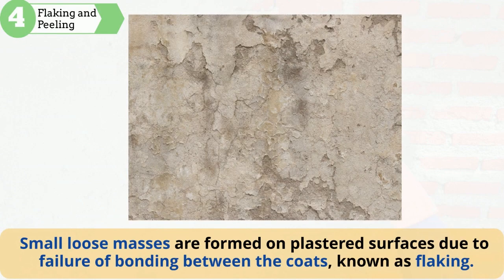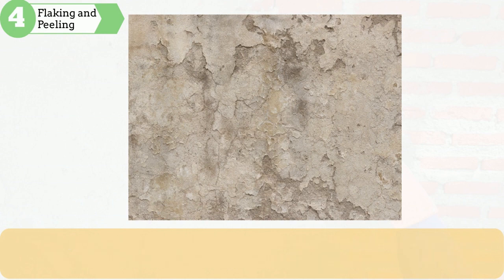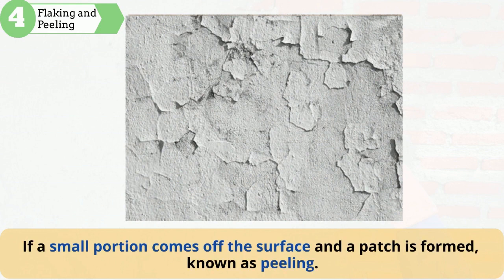4. Flaking and peeling. Small loose masses are formed on plastered surfaces due to failure of bonding between the coats, known as flaking. If a small portion comes off the surface and a patch is formed, it is known as peeling.